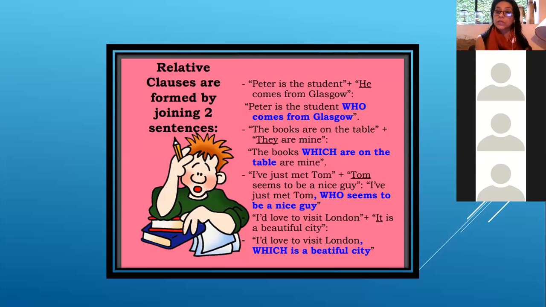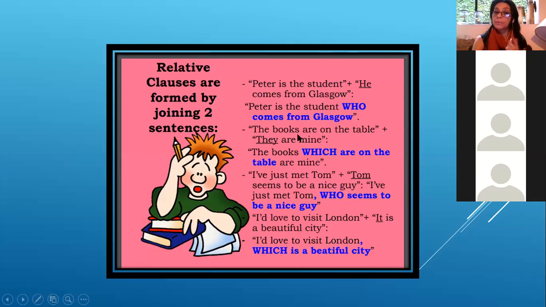We do it by using relative pronouns, which are who, which, and that. And we join them together with, in this case, the relative pronoun who, because we're talking about a person. Peter is a student who comes from Glasgow. If you notice this, he disappears. That one goes away. Why? Because it's being replaced by this one. And then the rest of your sentence.